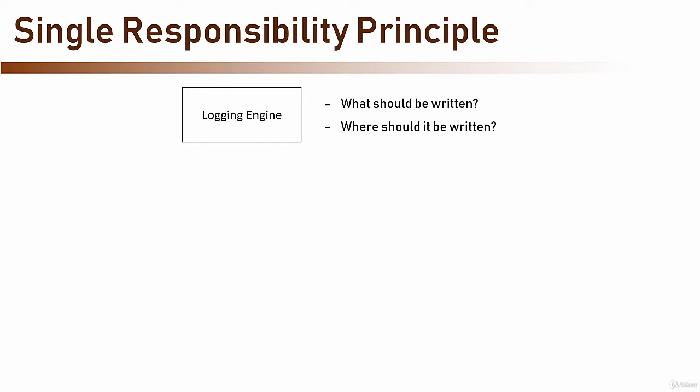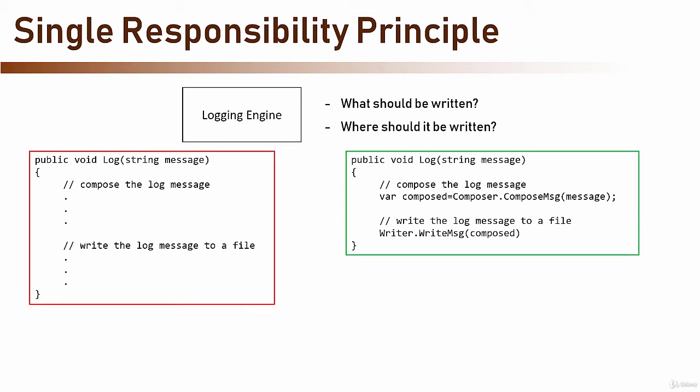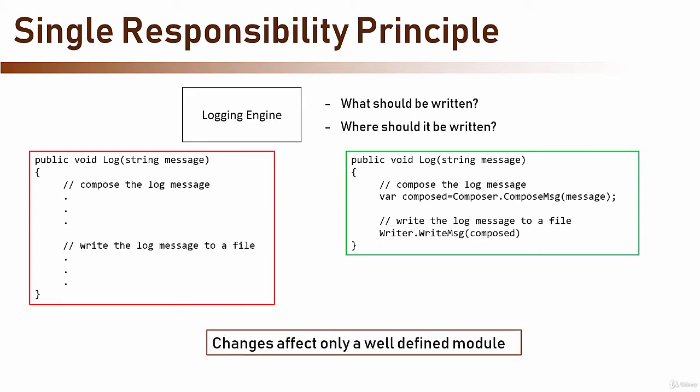The Single Responsibility Principle states that these 2 questions should be answered by 2 separate classes. One is responsible for composing the message, and the other will handle the actual writing. So, instead of a single method that performs the 2 tasks, we will have 2 classes, each performing those tasks separately. The reason behind the Single Responsibility Principle is that when a change is required, it will affect only a well-defined code module, and we won't need to look for other obscure places in the code that might be affected by the change. This encapsulation will make our code very easy to maintain and quite flexible.